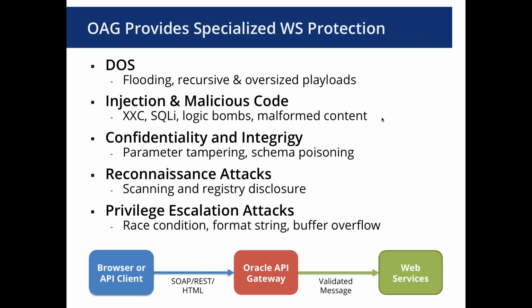What specifically the Oracle API Gateway is doing is providing specialized web services protections, right? This is just a small subset of the functionality. As far as denial of service, it is batting down the flooding, the recursive, oversized or malformed payloads. It is stopping SQL injection and cross-site scripting, again unique to web services. It's also assisting with encryption through policies, making sure the payloads are encrypted, and in general sanitizing the traffic, right?